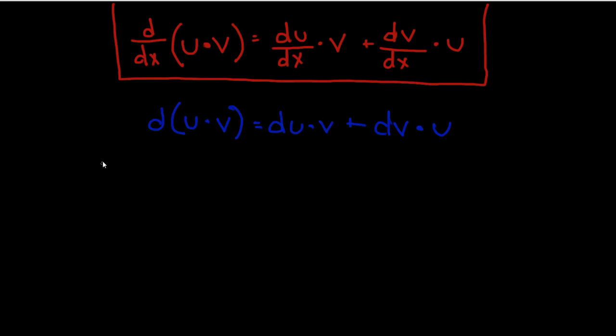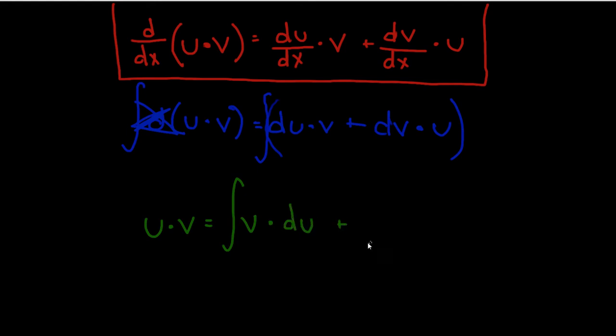So let's start by taking the integrals of both sides. So integral of this side, integral of this side. Follow this in parentheses. Okay? So on this side, these cancel out, and we get u times v equals, we can rewrite this, integral of v du plus integral of u dv.